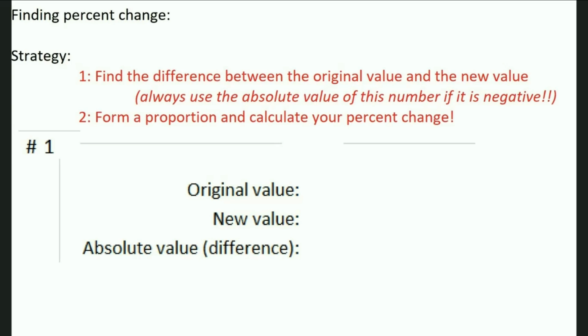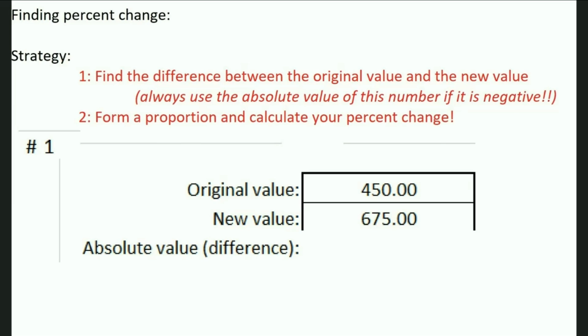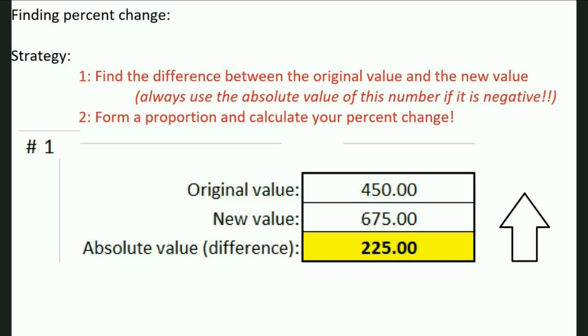Number 1, our original value is 450. Our new value is 675. If we subtract those two in your calculator, you'll end up with negative 225. Don't do that. Use the absolute value, 225. And just keep in mind that this is a percent increase. Now we're ready to form our proportion.